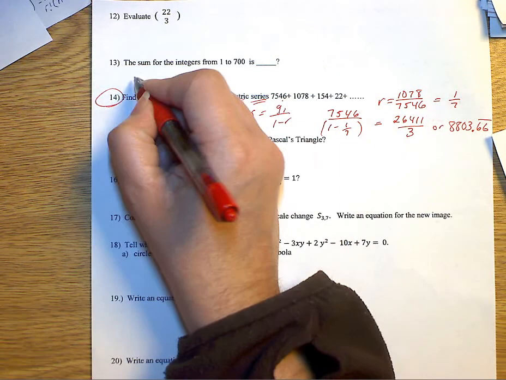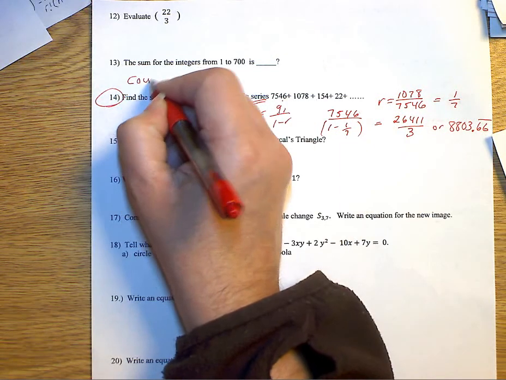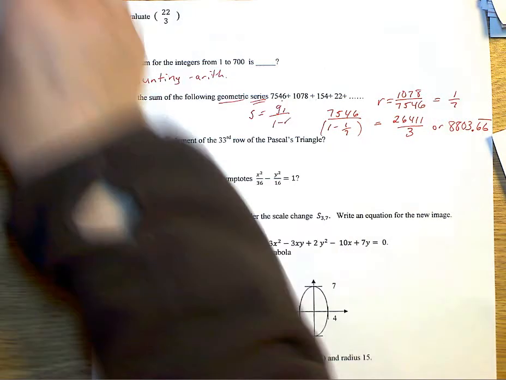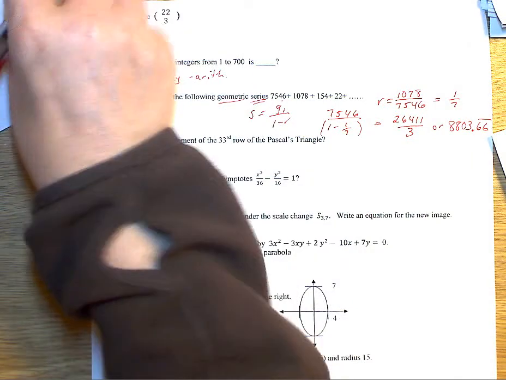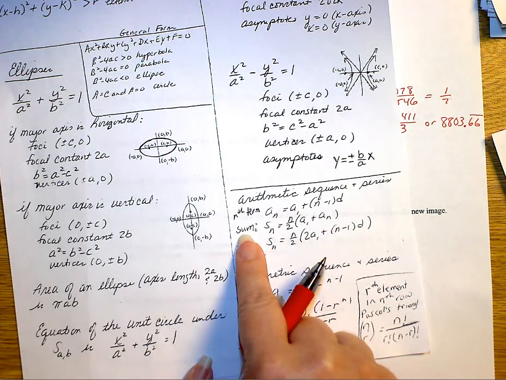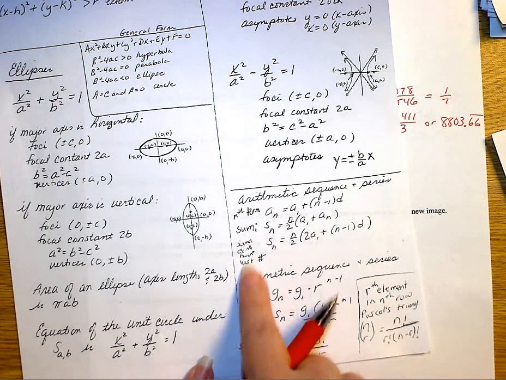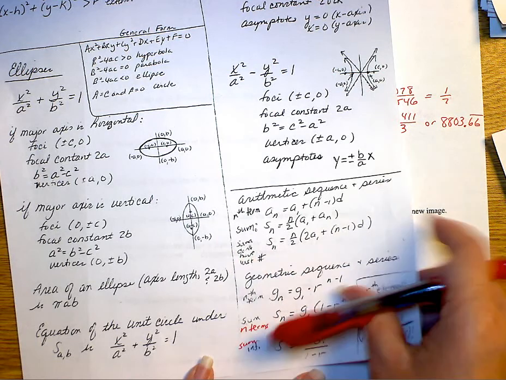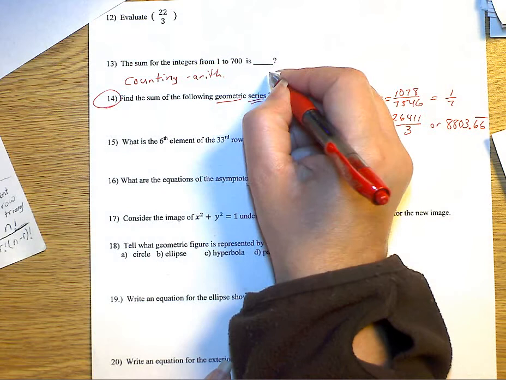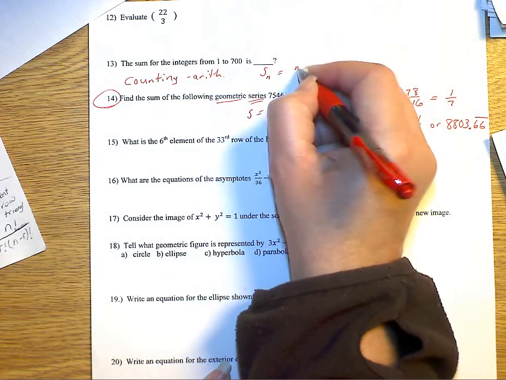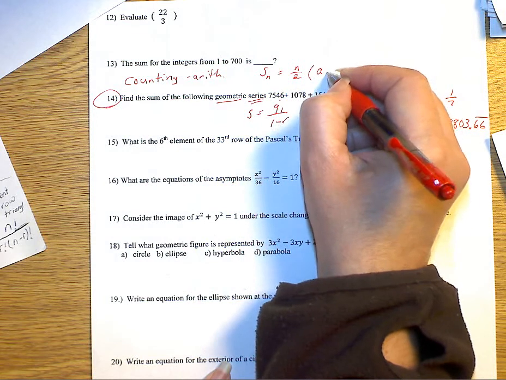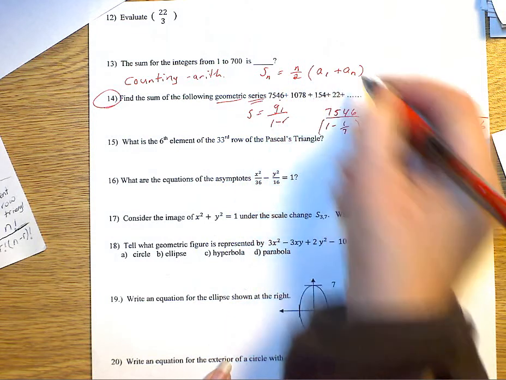You might want to write on your paper, counting is arithmetic. So you want to go to your arithmetic, and I'm finding the sum. This is the sum if I know the last term. This is the sum if I don't have the last number. But I have the last number, so I'm going to use that second one. So I'm going to use S sub n is equal to n divided by 2 times a1 plus a sub n. n is the number of terms.